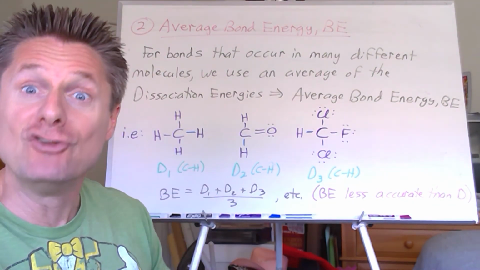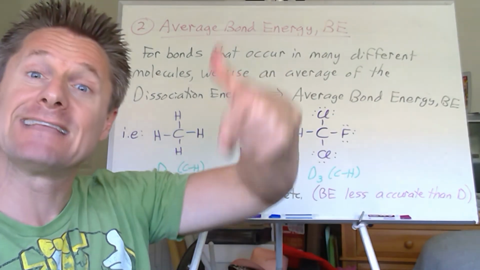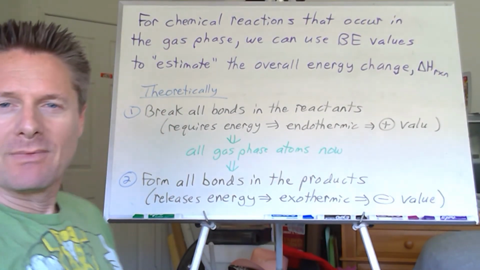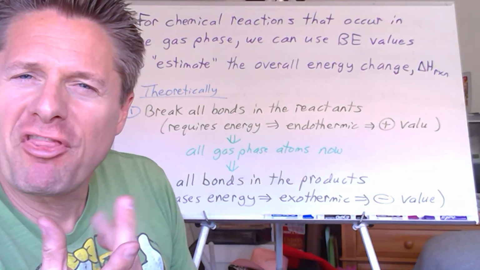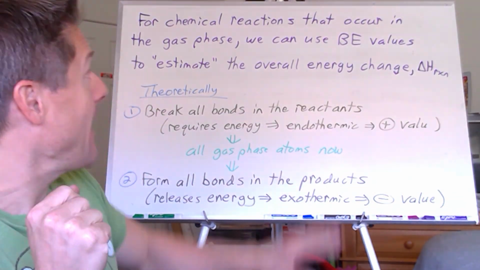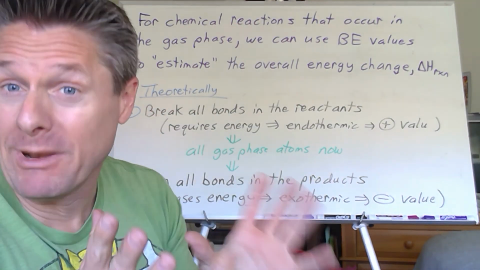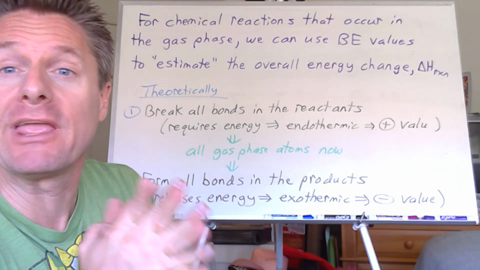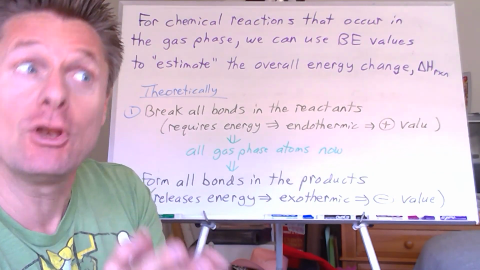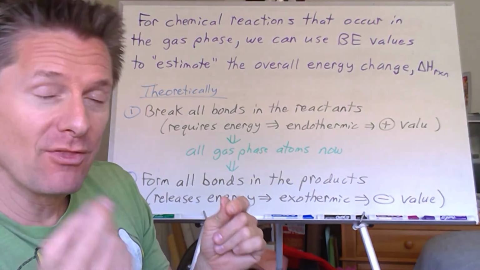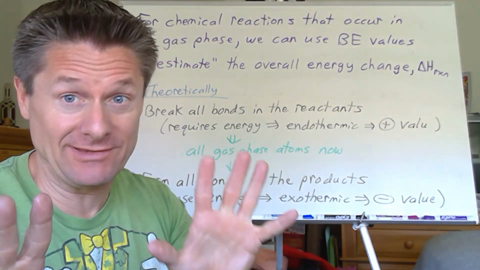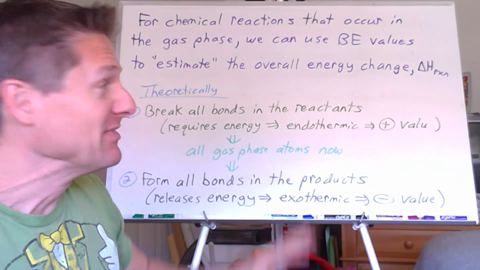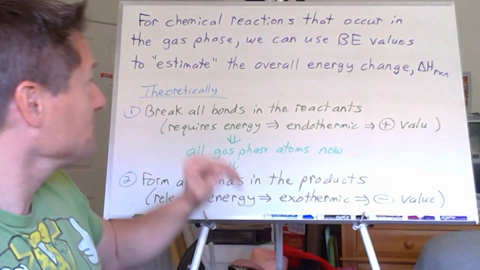So let's show you how to do that. Use bond energy values to calculate energy changes for entire chemical reactions. Let's do a little theoretical thought game. If we have a chemical reaction and we want to roughly estimate the overall energy change that occurs for that reaction, we can use bond energies for that. The way we're going to do it is not representing how it actually happens. This is just a thought process.